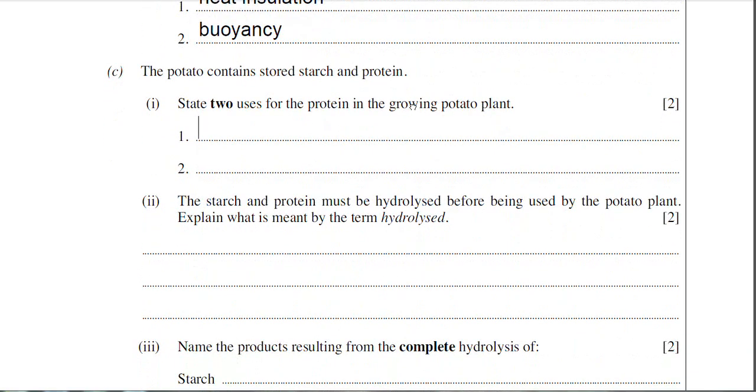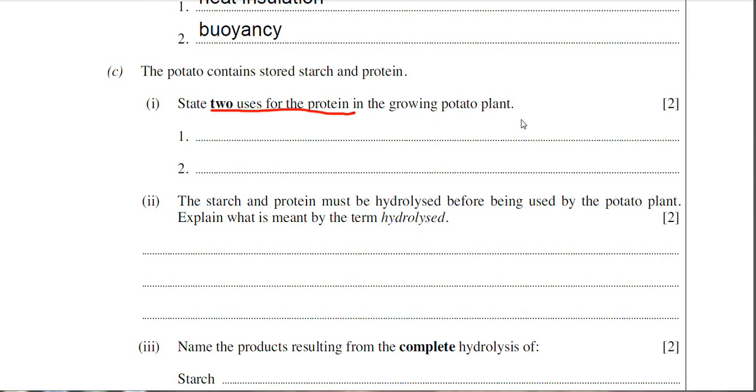Okay then, part C, the potato contains stored starch and protein. Okay, state two uses for the protein in the growing plant. All right, so we only have to look at the protein here. Basically, proteins are there to help growth and repair, really.